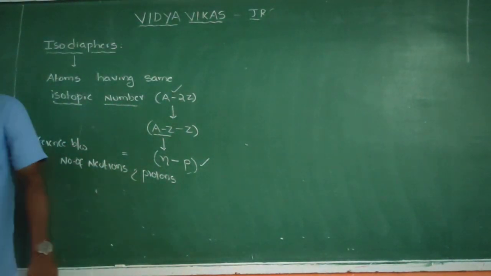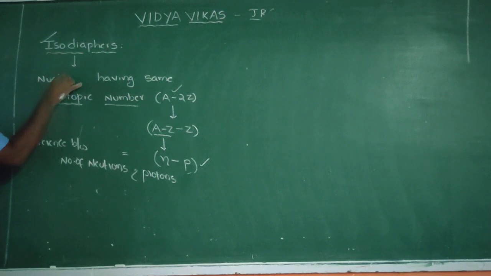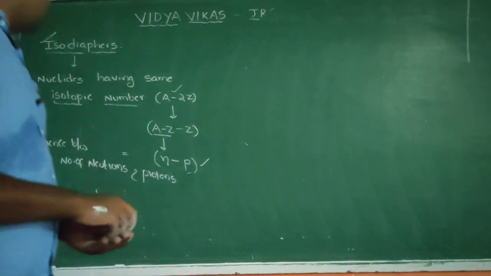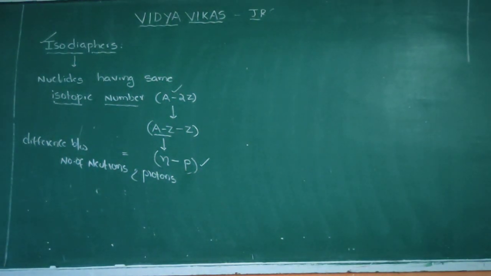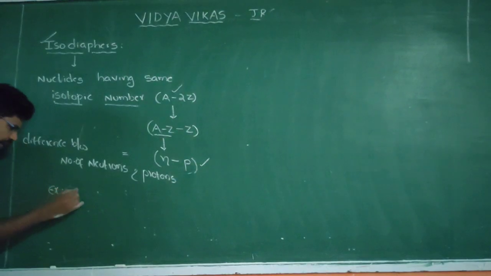Very important one, dear students. So, the nuclides which have the same isotopic number, we can simply call all of them isodiaphers. Very interesting one, dear students. The nuclides which are having same isotopic number. Now, let me give an idea with a few examples here, students.